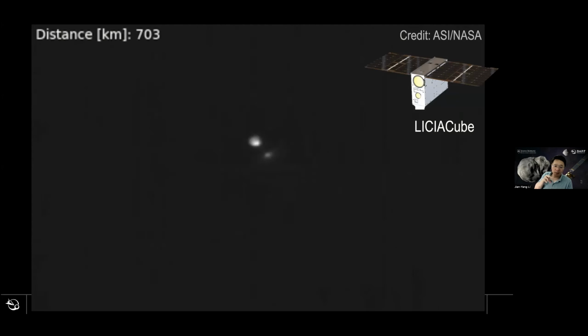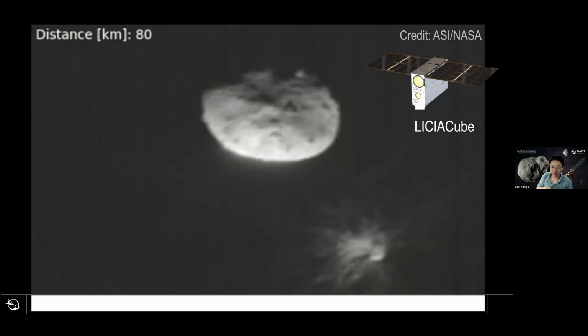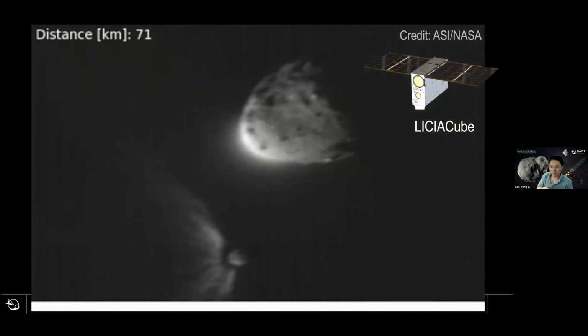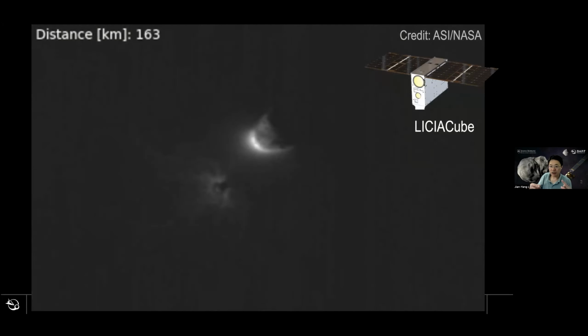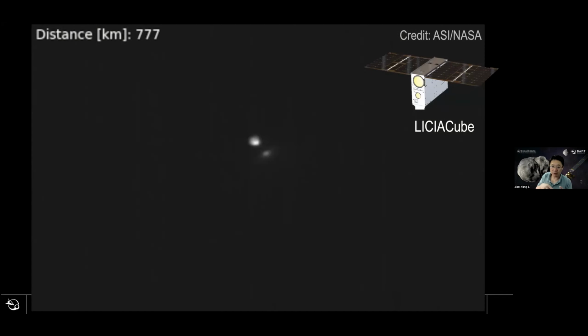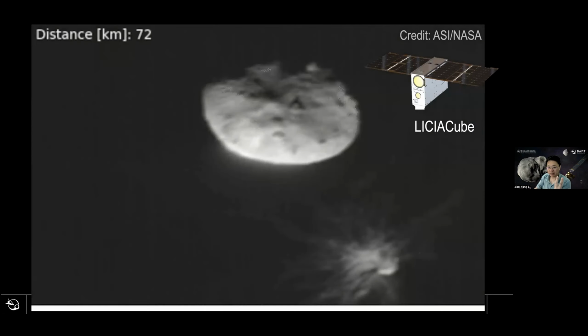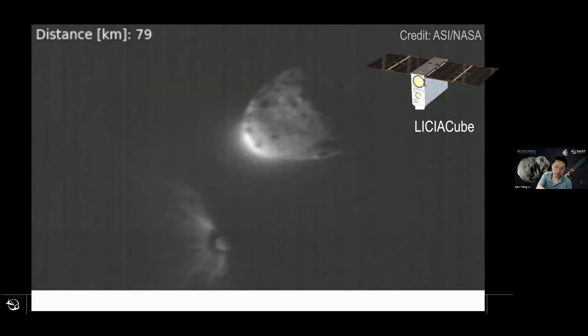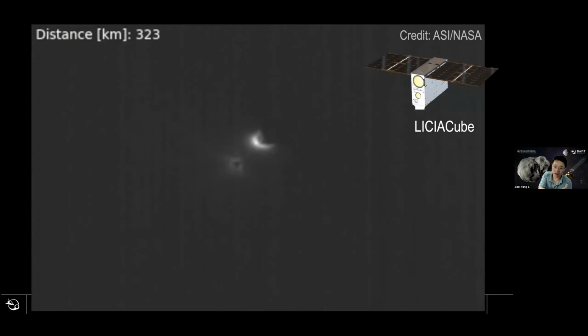Okay, here. LICIACube basically comes from where the DART spacecraft comes in. So at this angle, we are flying towards the ejecta cone. In other words, the ejecta is towards the line of sight, towards LICIACube. So we are looking into the ejecta cone. This is what these images are, right? And then after a while, after the closest encounter, we fly by from the side. So now the whole ejecta cone flipped, and we're looking at it from the side. That's when you can see the nice cone shape of the ejecta, right?